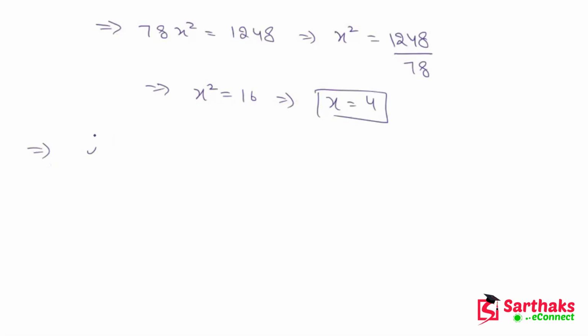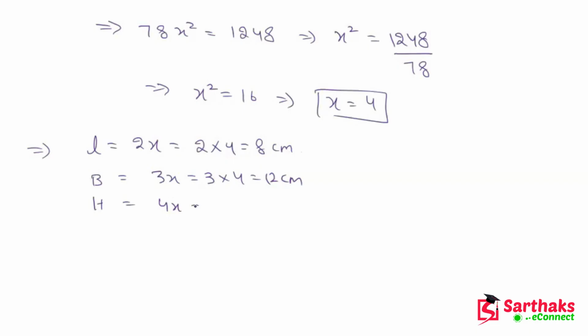From this we can find the dimensions. Length is 2x, so 2 into 4 is 8 centimeter. Breadth is 3x, which is 3 into 4, 12 centimeter. Height is 4x, which is 4 into 4, 16 centimeter. So this is our required answer. I hope you understand this question.